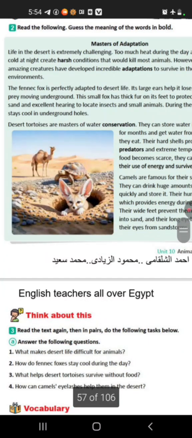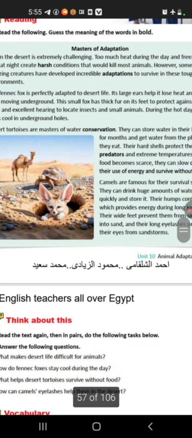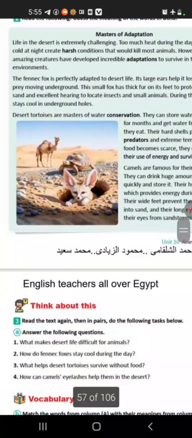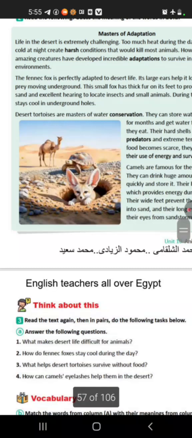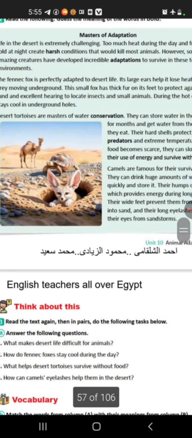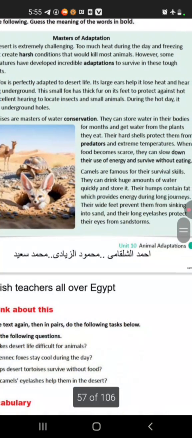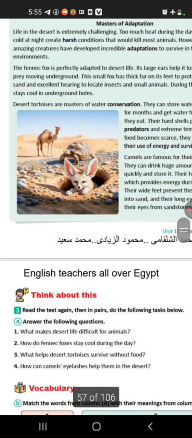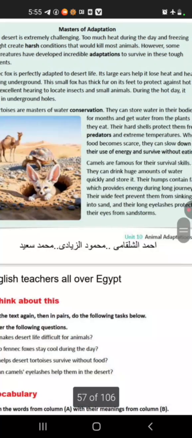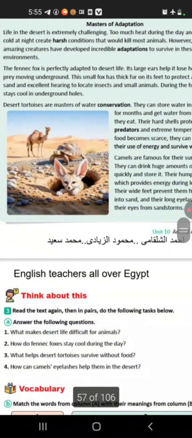Life in the desert is extremely challenging. It's very, very challenging. Too much heat during the day and freezing cold at night. So the climate in the desert is not the same. During the day, it's very, very hot. And at night, it's extremely freezing. It's very cold. Create harsh conditions that would kill most animals. However, some amazing creatures have developed incredible adaptations to survive in these tough environments.